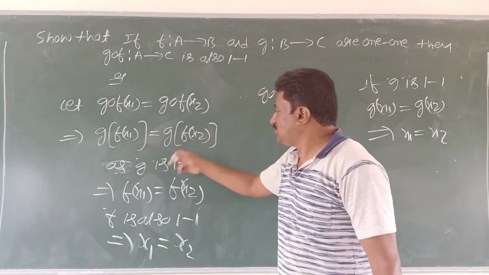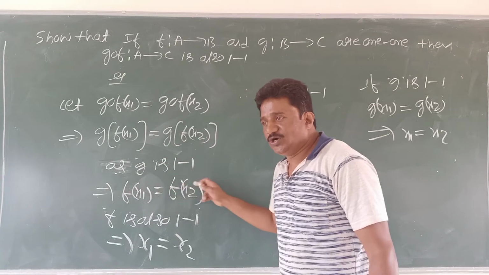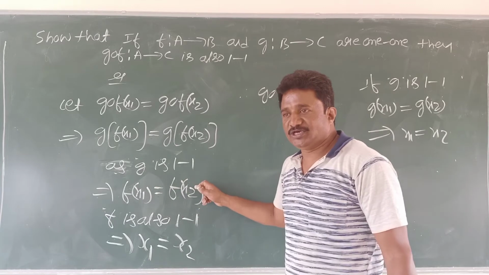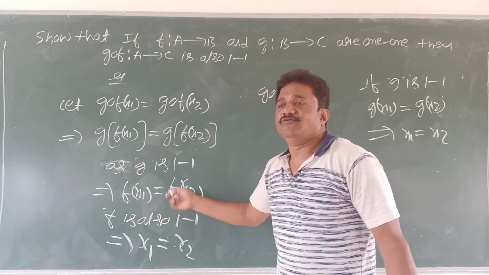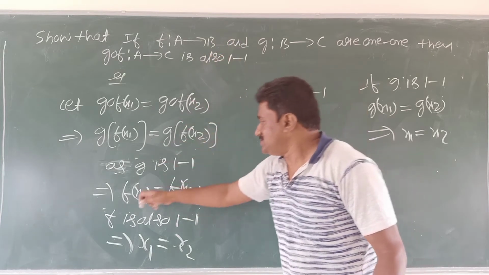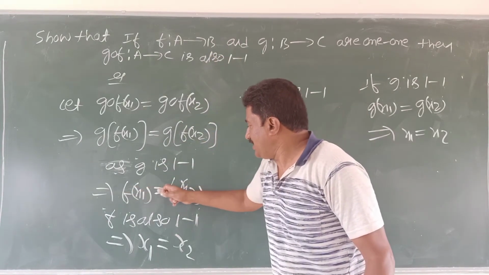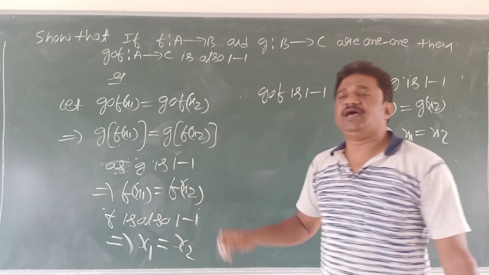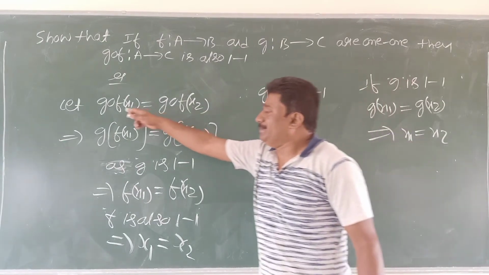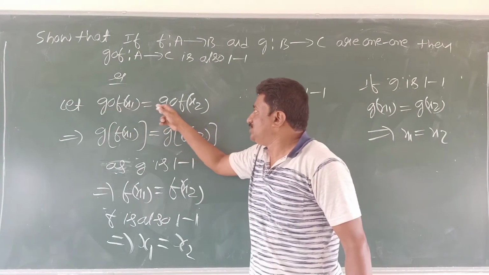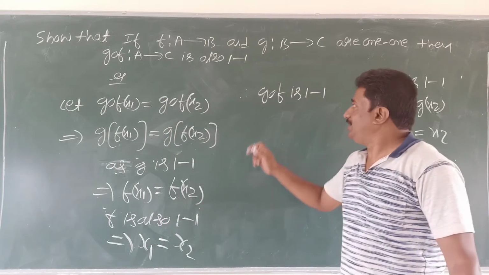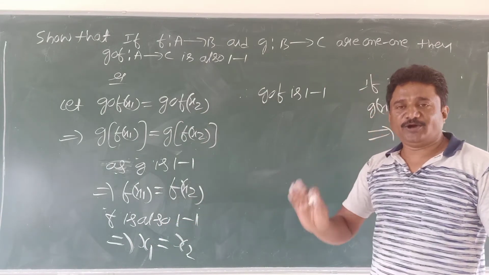gx1 equals gx2 can be written as fx1 is equal to fx2. Again f is 1-1. Why is f 1-1? It's been given in our question. Since f is 1-1, fx1 equals fx2 can be written as x1 is equal to x2. What did we actually prove? By assuming GOF x1 is equal to GOF x2, we proved x1 is equal to x2. From that, GOF must be 1-1. I hope you understood, friends.